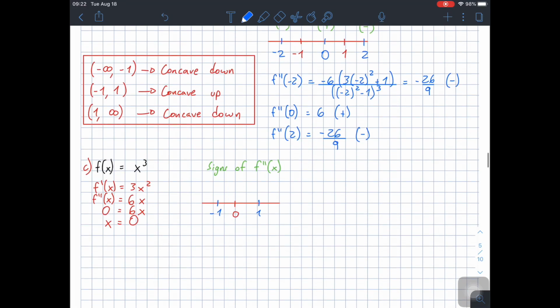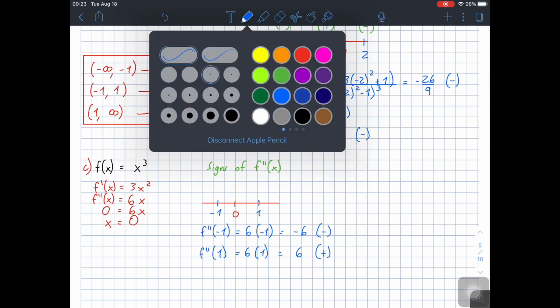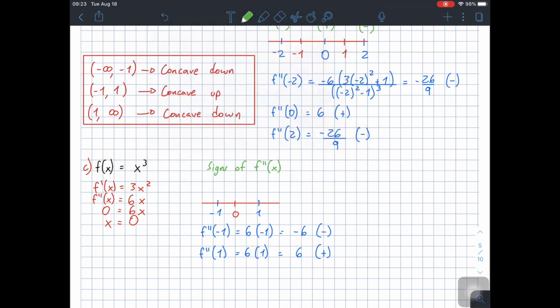So if I find the second derivative, evaluating it with -1, this is our second derivative, 6 times -1. This is -6. It's a negative number. And if I find f prime prime of 1, I'm going to get 6 times 1, which is +6, a positive number. So we already have the signs. It's negative before 0, and it's positive after 0. So there is a change in sign.